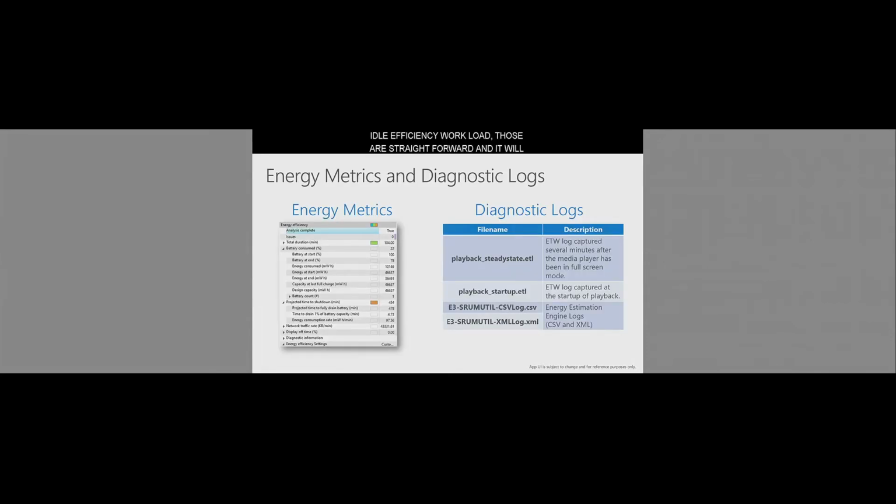Once the energy efficiency job is run on a test machine, you can load and view the results in Windows Assessment Console. The screenshot on the left contains the high-level energy metrics, such as projected time to shutdown. If you navigate to the results folder in Explorer, you'll have steady state, startup ETL, as well as some E3 logs. So I'm going to head back to the demo machine and walk through some ADK and E3 log demos.